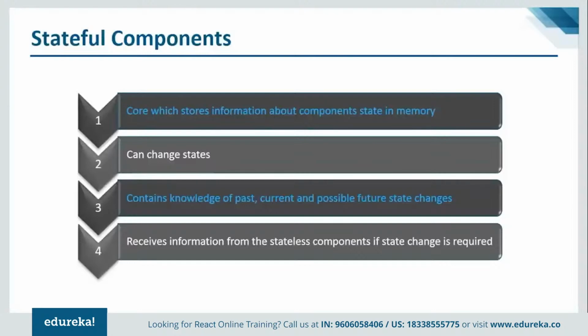They contain the knowledge of the past, current, and future possible changes in state of the component. In case there is a change in state, they will always receive the information from the stateless components. Thus, these components are called the smart or active components.